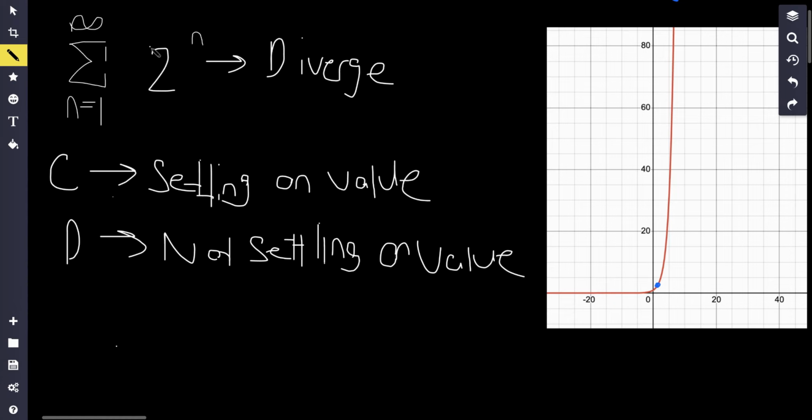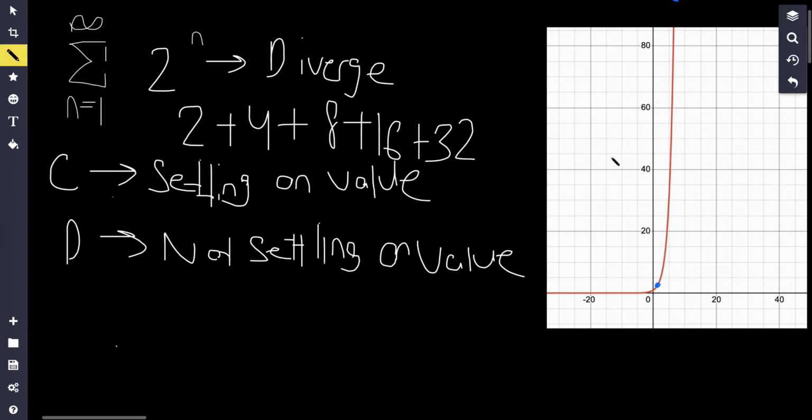If you take a look at this series, if n is equal to 1, that's going to be equal to 2. If n is equal to 2, that's going to be 4, then 8, 16, 32. So our terms get bigger and bigger. If I add all of these terms up together, it's going to approach infinity, right? It's not going to approach a specific value because it's just going to keep getting bigger.